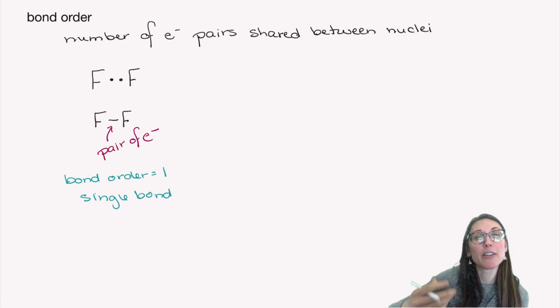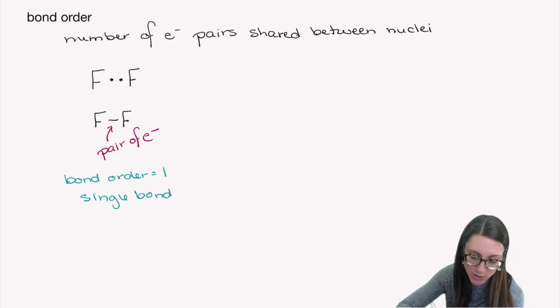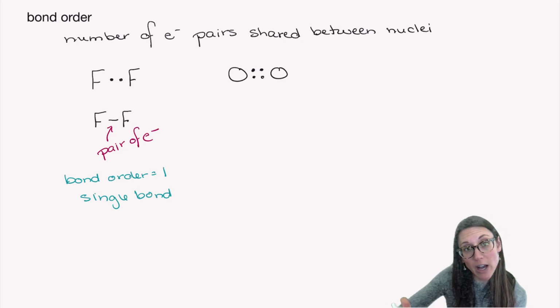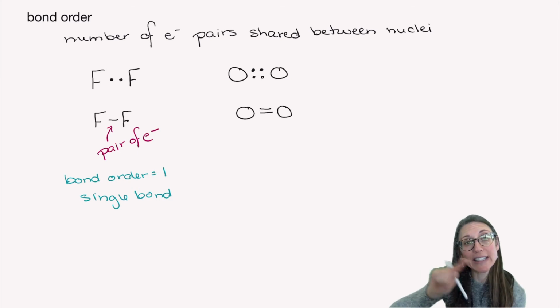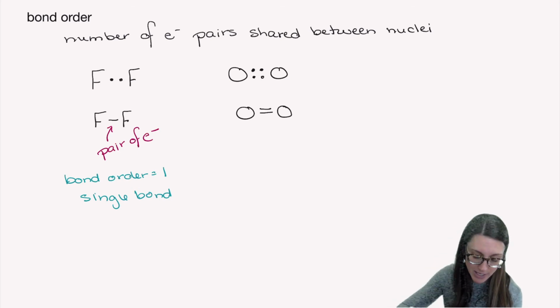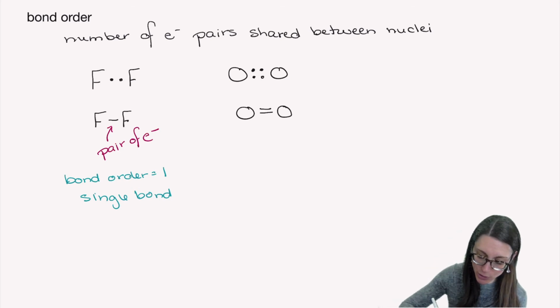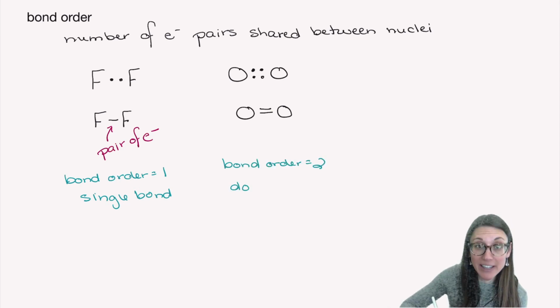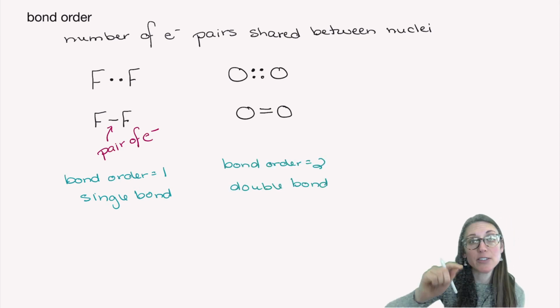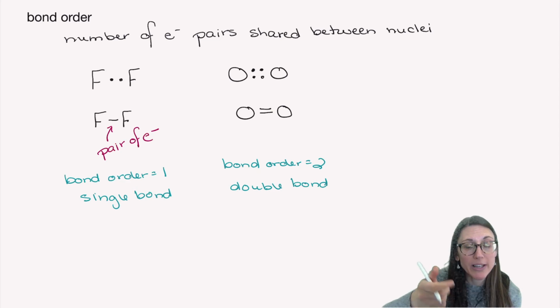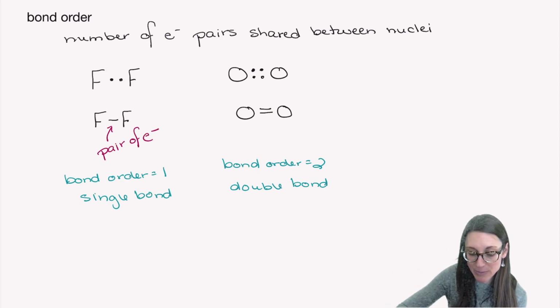And we call that a single bond. If we look at a bond between 2 oxygen atoms, it turns out that there are 2 pairs of electrons being shared between those oxygen atoms. And so we typically draw that with 2 lines indicating those shared electrons. This has a bond order of 2, and we call it a double bond. This is going to be a shorter, stronger bond than a single bond would be when we have similar atoms interacting with one another.